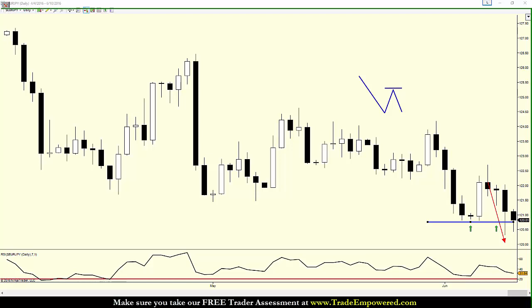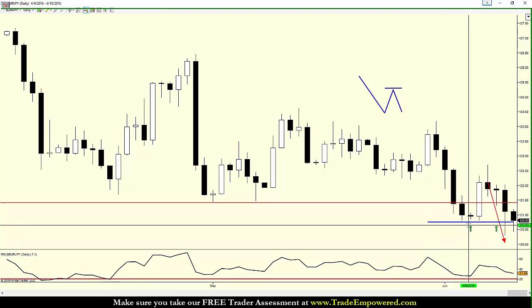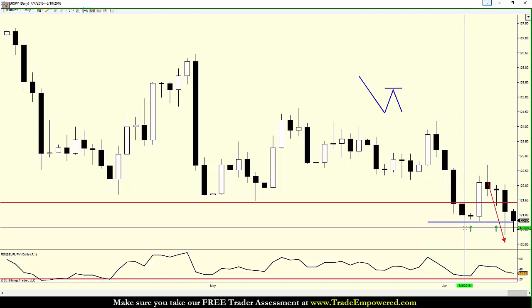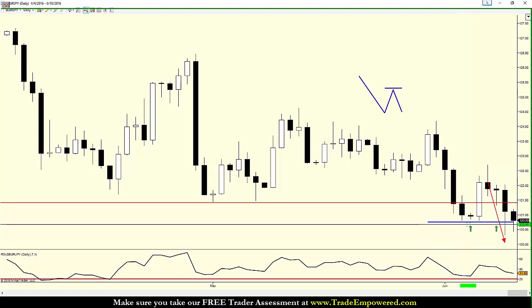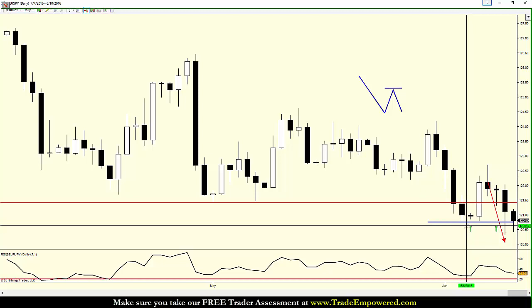What did we just do? What is this right here? This is new structure low, right? We just broke structure to the downside. New structure low tells me what? I should be thinking trend continuation to the bearish side. Unless we have previous structure, which we don't in this case, why would I want to get long if my analysis tells me that we're in a trend continuation mode? Boom. Simple as that.